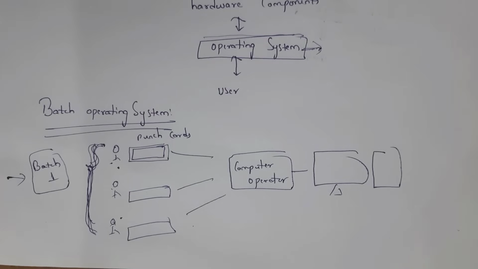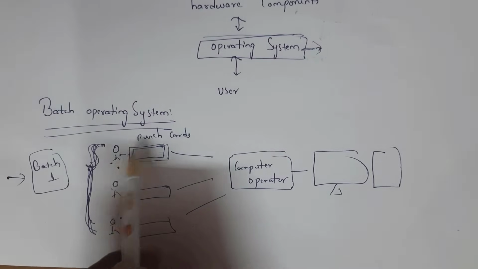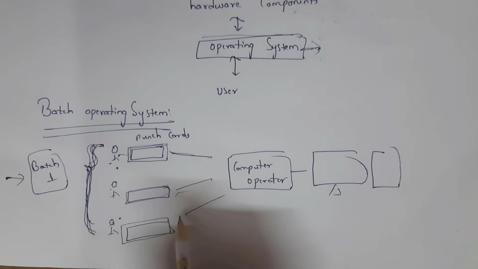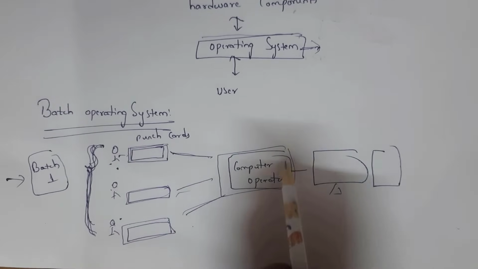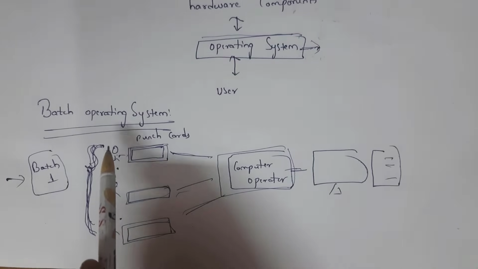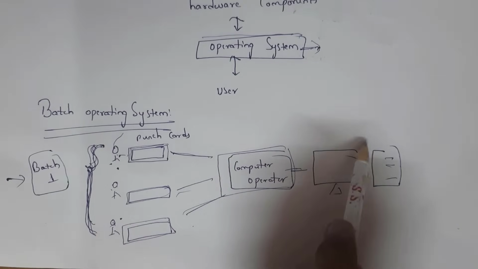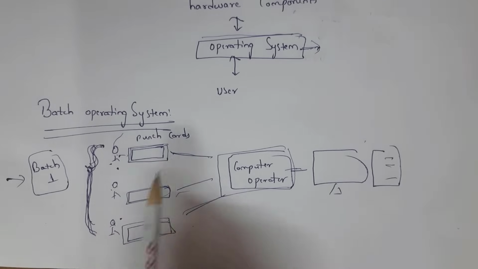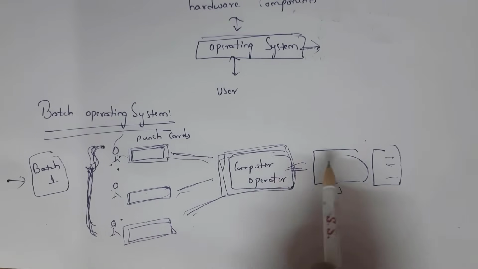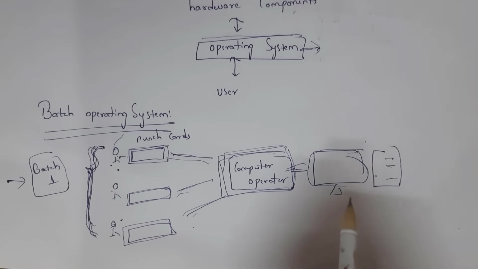In olden days, users wrote programs on punch cards. For example, these 3 users will write some programs on punch cards, and then they will submit these punch cards to the computer operator, so that this computer operator will insert these punch cards into the system. So in a batch operating system, users cannot directly interact with the computer. They will just submit punch cards to the computer operator, and then the operator will insert these punch cards into the system and perform his task. This is known as a batch operating system.